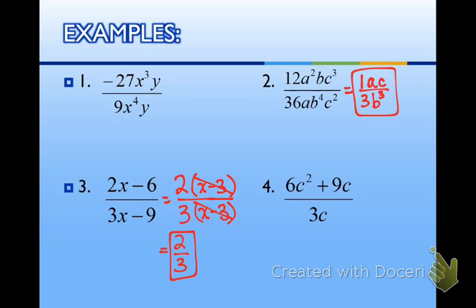All right, number 4. In the top, what do we have? Monomial, binomial, binomial, but the bottom is a monomial. So the numerator we're going to have to factor. The denominator isn't going to change right away. There's nothing to factor from a monomial. What could we factor from the binomial in the top? 3. A 3? C, good.